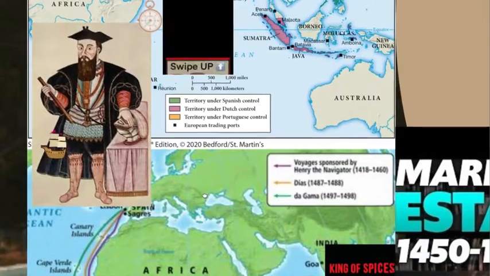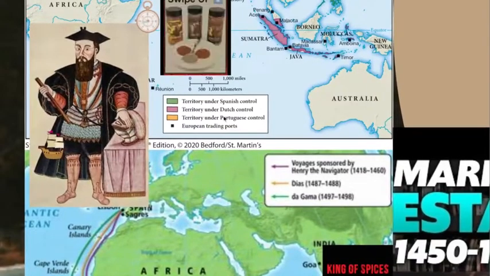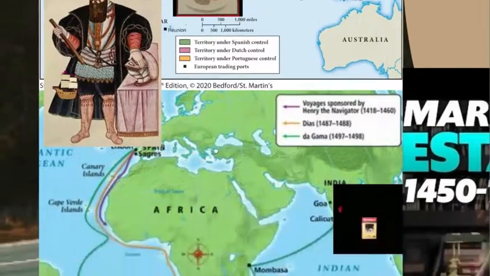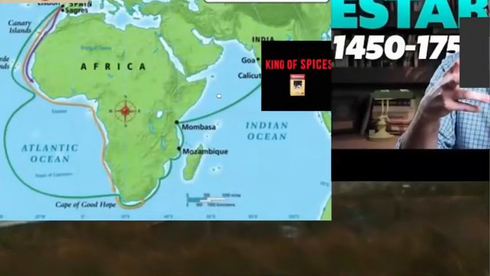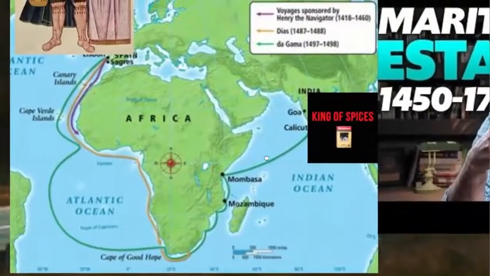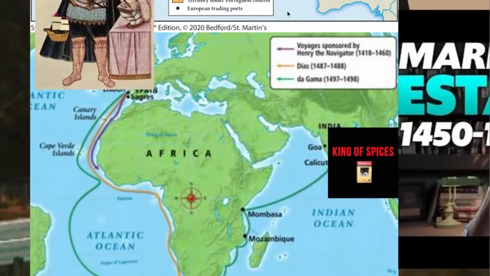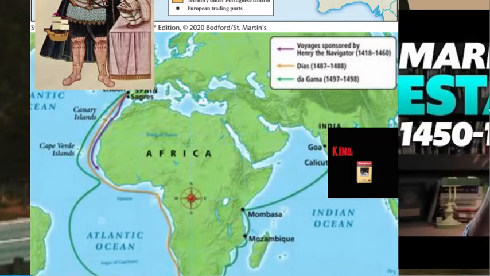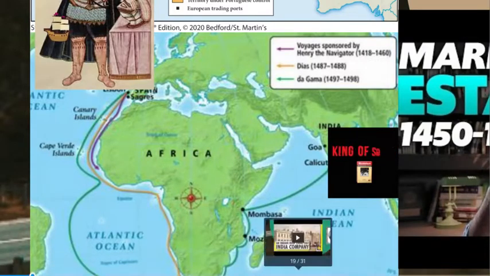The Spanish and the Dutch, remember the Dutch basically took over this, which is why the British weren't very happy with them. King of the Spices, the Spice Islands over here. Bartholomew Diaz has his trade routes right here going all the way around Africa. Vasco da Gama also going around Africa. So these are definitely areas that we are used to seeing.